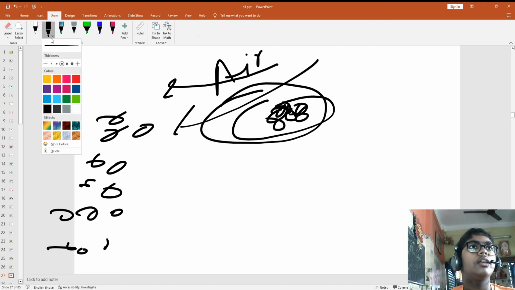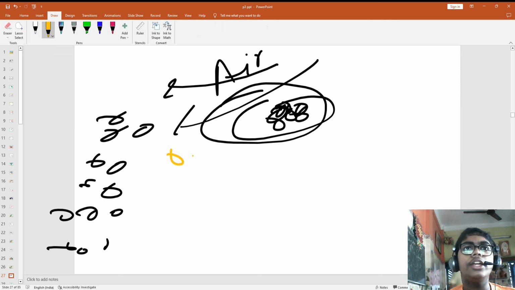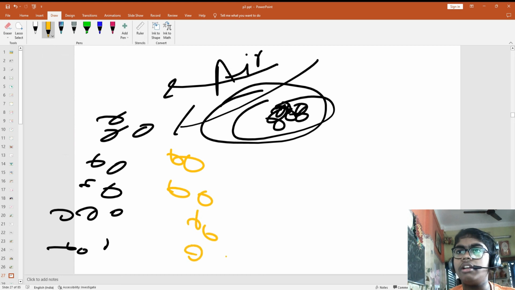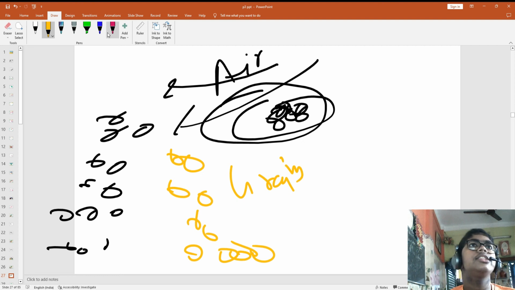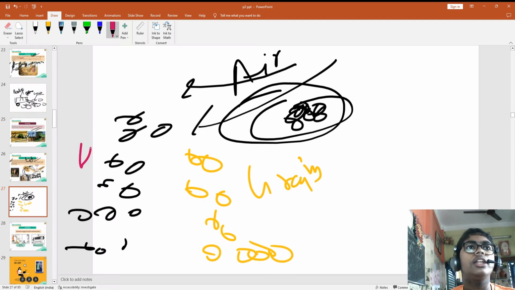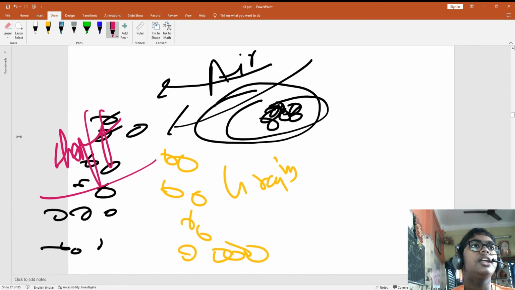Okay, understood? The grains, which are heavier, will fall here. So here we are getting grains, and here we are getting the chaff. Understanding?